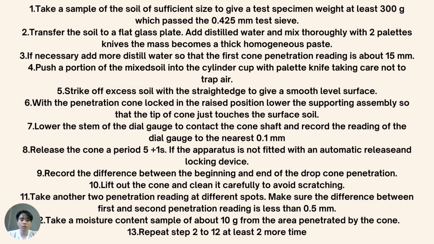Eighth, release the cone for a period of 5 seconds if the apparatus is not fitted with an automatic release locking device. Ninth, record the difference between the beginning and end of the drop, the cone penetration. Tenth, lift out the cone and clean it. Eleventh, take another two penetration readings at different spots. Make sure the difference between the first and second penetration readings is less than 0.5 mm. Twelfth, take a moisture content. And the last step is to repeat steps 2 to 12 at least 2 more times.